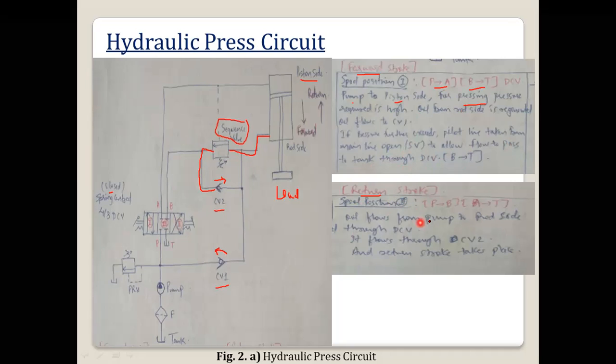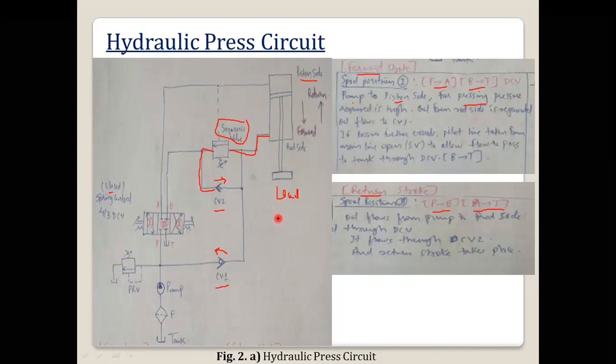Then in the return stroke, what is happening? In the return stroke, the port positions are P to B and A to T. So oil will flow from P to B, that is pump to rod side, going through check valve 2. Oil will flow through check valve 2, then come to the rod side, and the piston will be lifted upward. Then oil from the piston side will go to the tank.